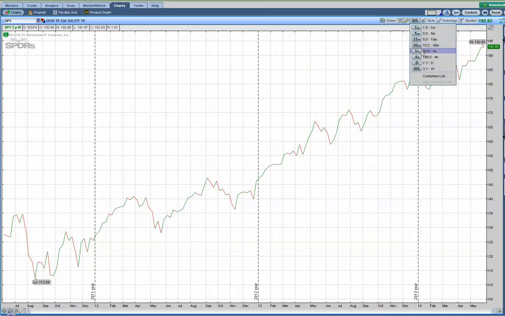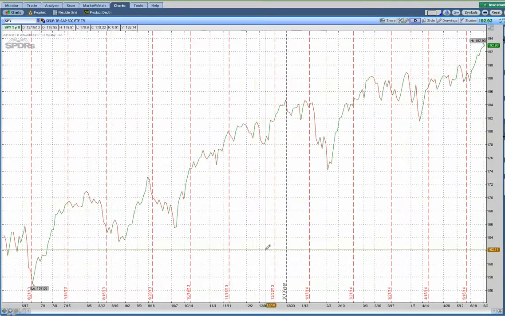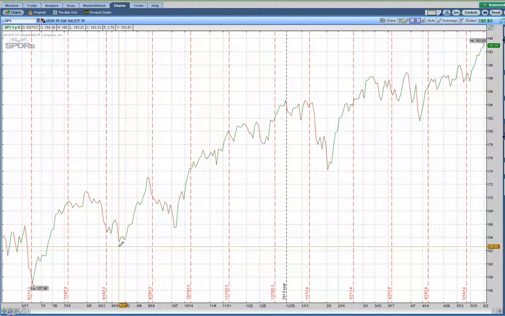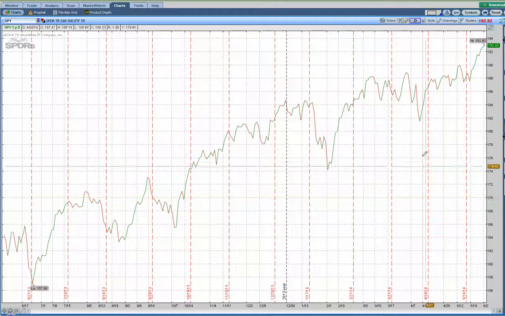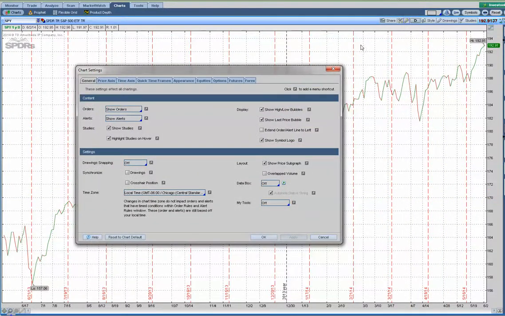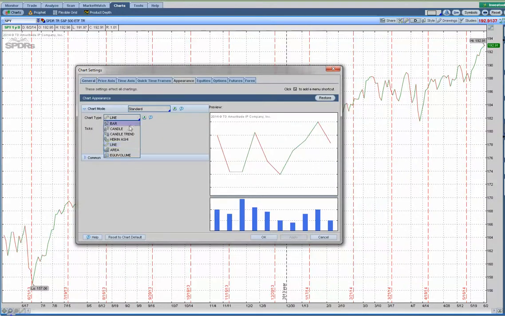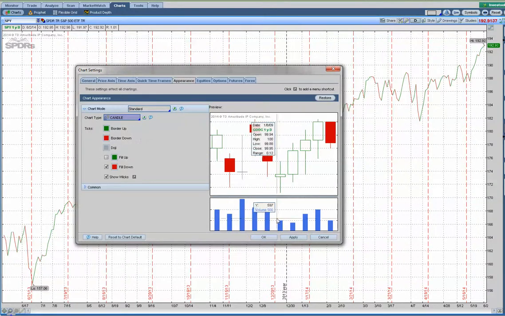We'll go back to day, and there's our line chart daily for the SPY, Exchange Traded Fund, that follows the S&P 500 index. Now, when I want to drill down and look at intraday trends, I'll go back to my wrench, and I'll click Appearance, and I'll click Candle. Not Candle Trend, but Candle.